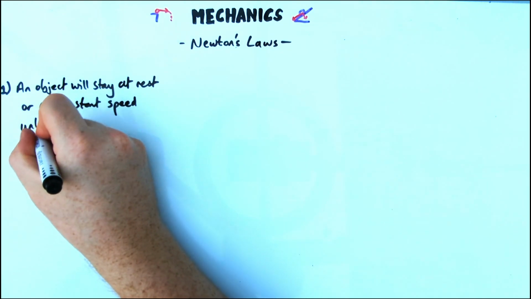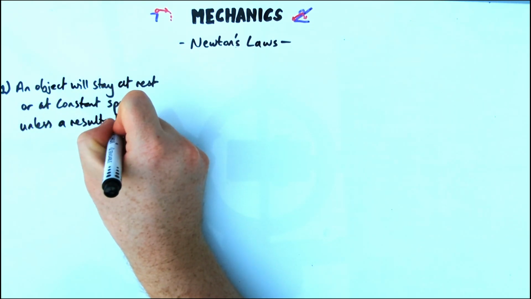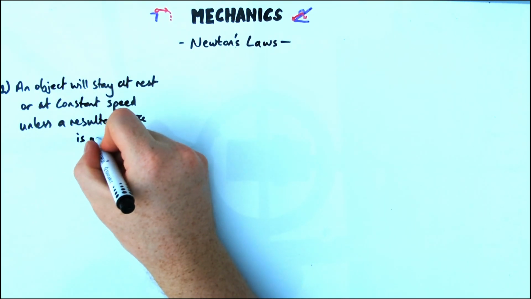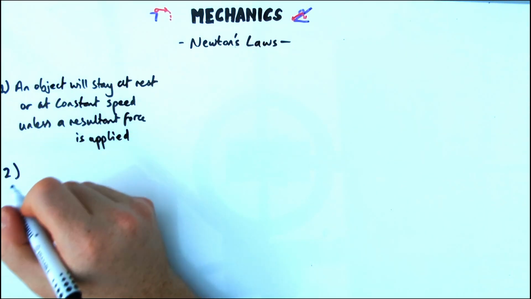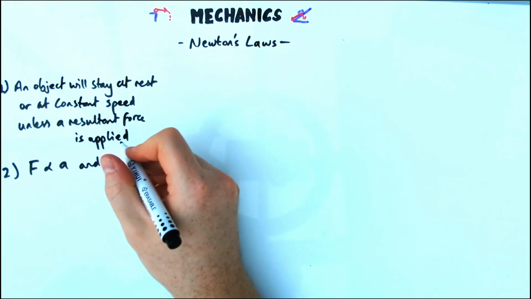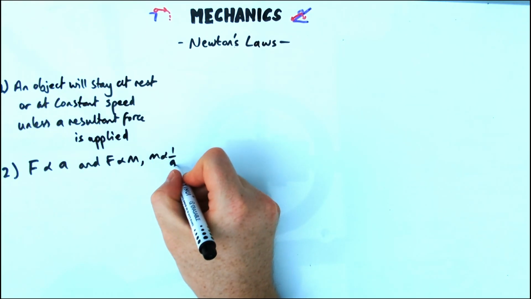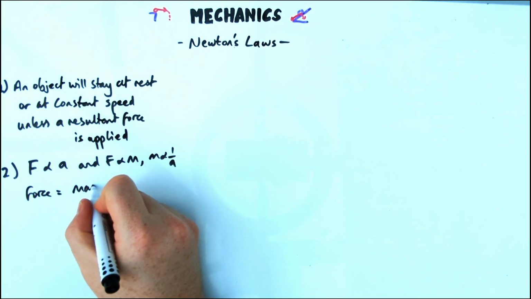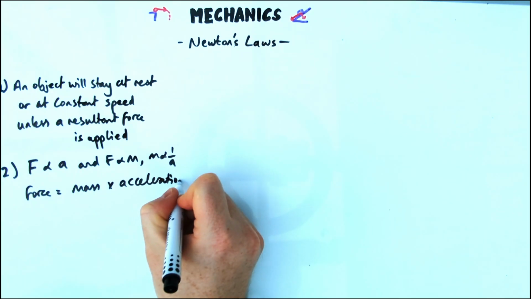Newton's first law states that an object will stay at rest or at constant speed when there is no resultant force applied. Newton's second law says that force is proportional to acceleration and also proportional to the object's mass, and mass is inversely proportional to the acceleration, combining into the equation F equals ma.